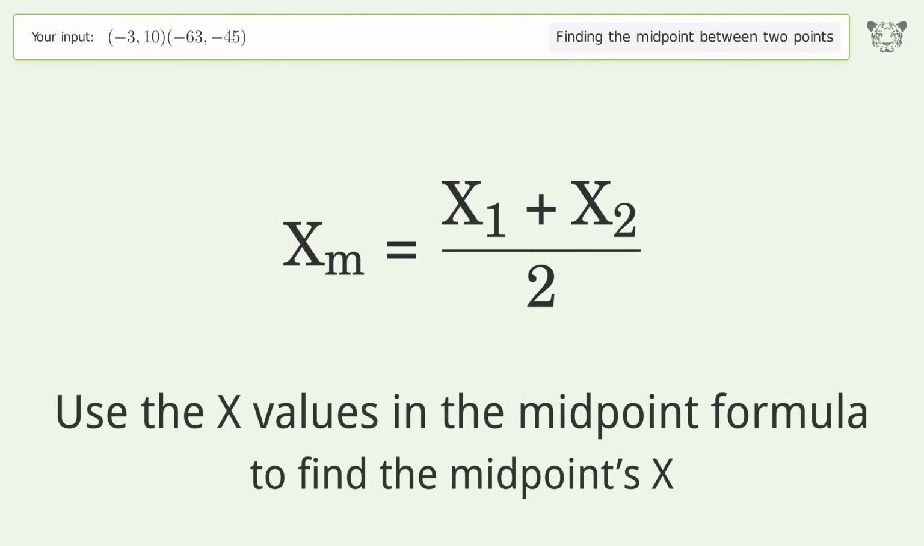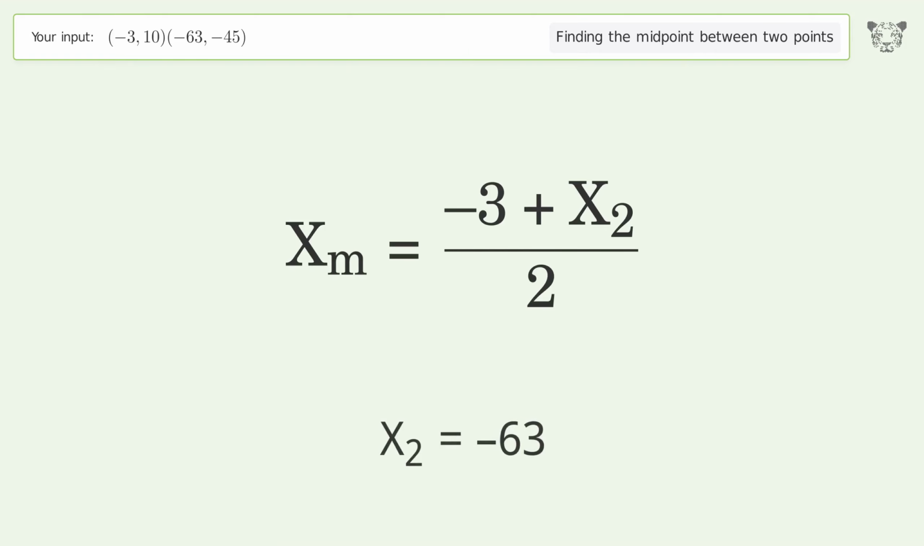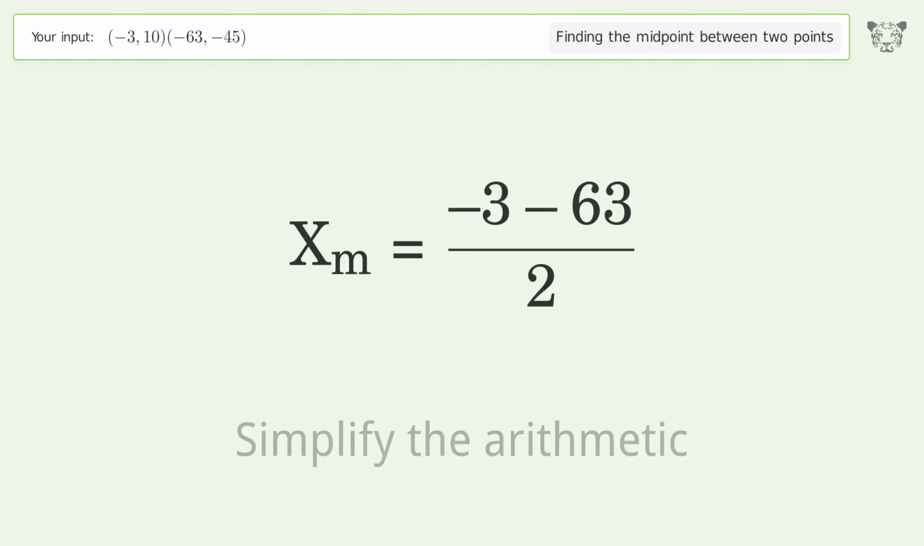Use the x values in the midpoint formula to find the midpoints x. x1 equals -3. x2 equals -63. Simplify the arithmetic.